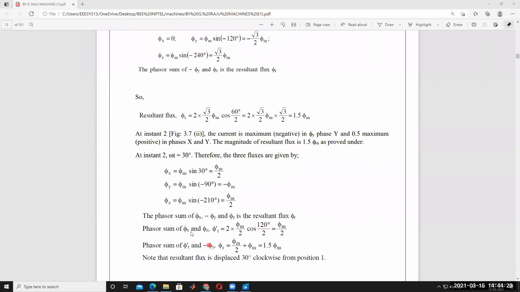Phi m by 2. Phi r dash is nothing but 2a cos alpha by 2. So 2 into phi m by 2 into cos of the angle between phi z and phi x, which is nothing but 120 degrees. And then you will get phi m by 2.